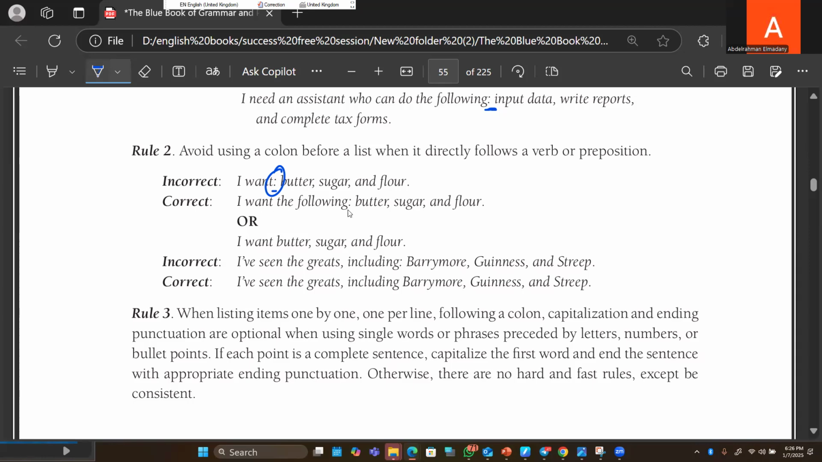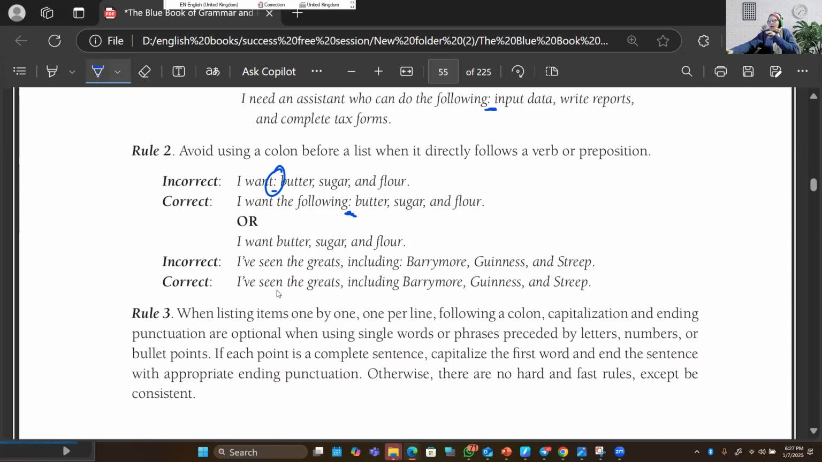I can say I want the following, and I can use the colon in this case. Or you can say I want butter, sugar, and flour without any colons. So do not ever put a colon after a verb or a preposition, by the way. Okay? I've seen the grades, including Barrymore, Geniuses, and Streep. No, don't.